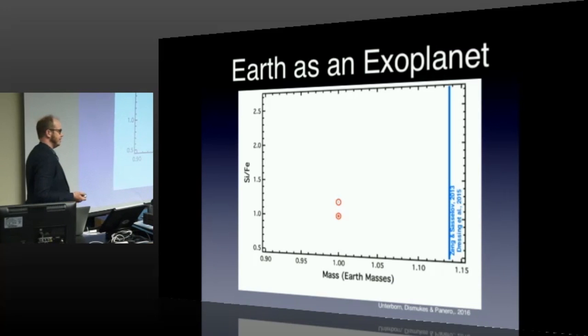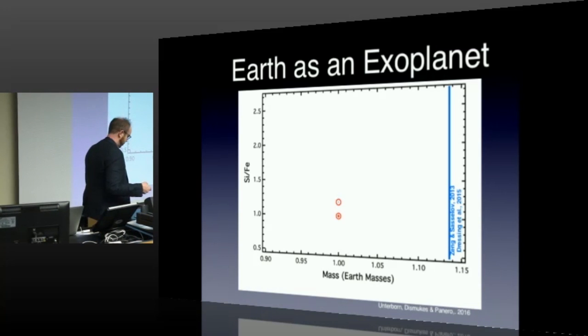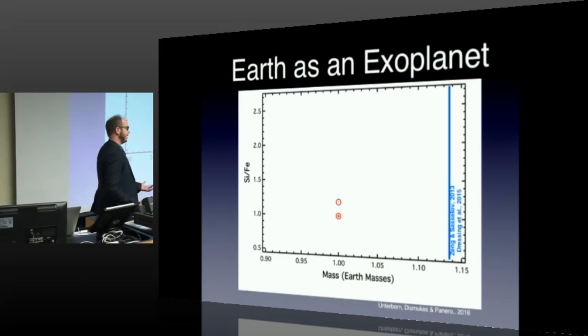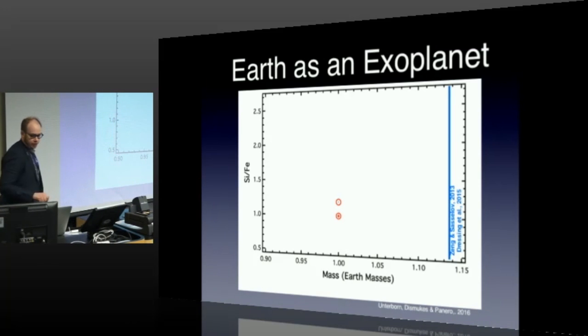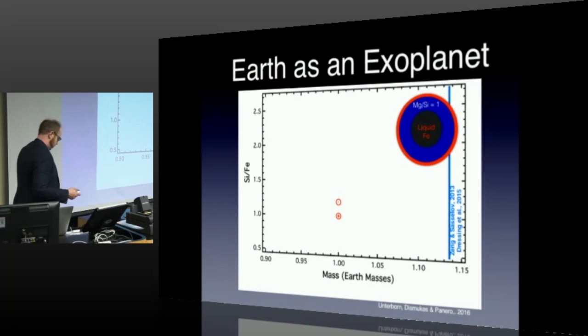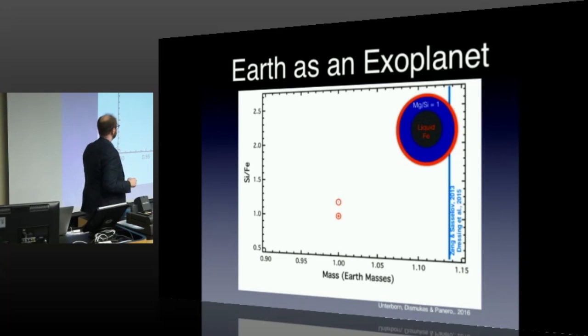But if we were to observe the Earth, we wouldn't be able to take its spectra. We would have to take the sun's. So the sun has a slightly higher silicon to iron ratio. So we're just going to look at the sun for now. And this is the planet we're going to model. We're going to model a 1 Earth radius planet. And so this is where you should pay attention to the blue line.